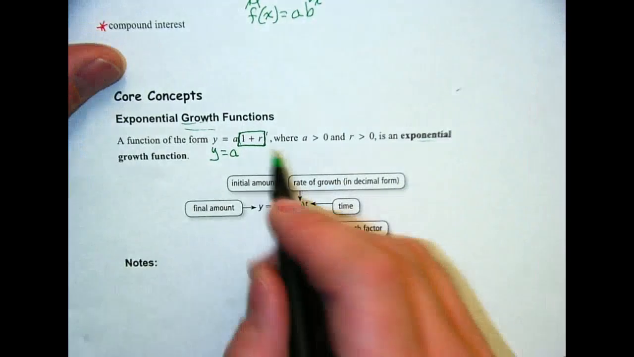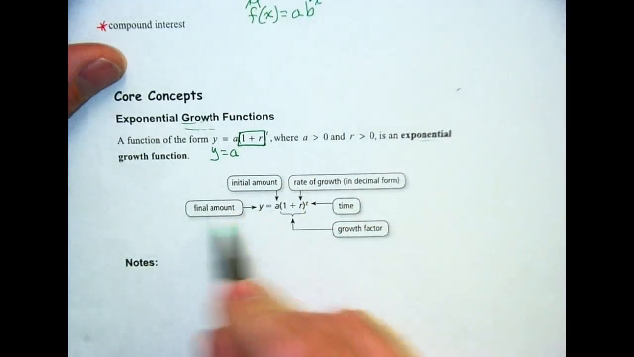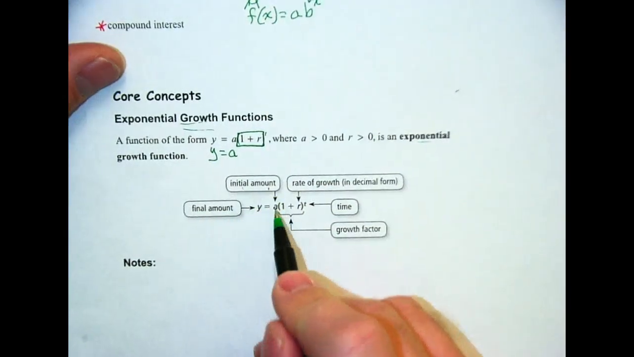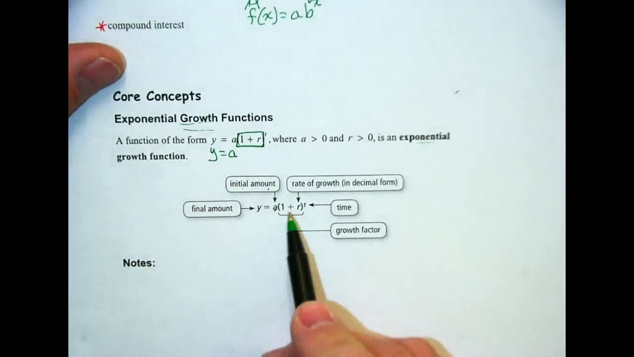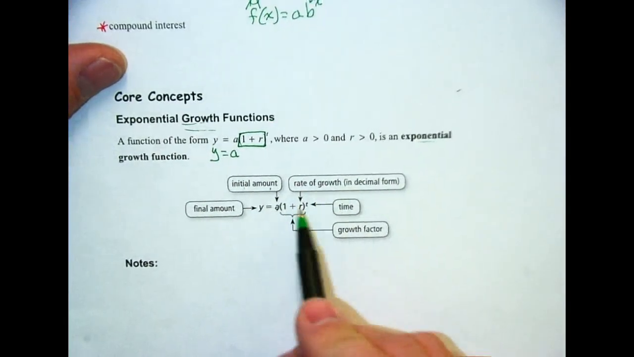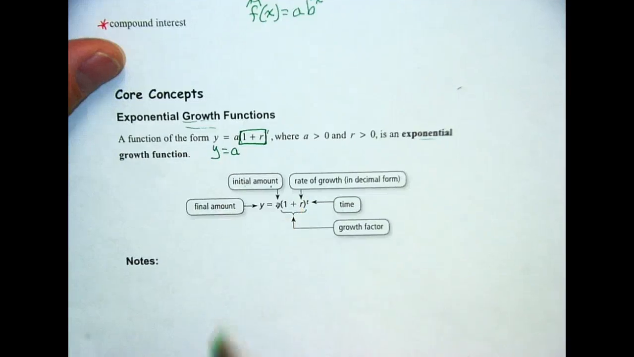We have to, when we're dealing with this, notice they're saying the final amount is y. Our initial amount, or our starting point, still our y-intercept, is a. Inside here, this is our rate of growth. That's the r. So we're trying to single that out.